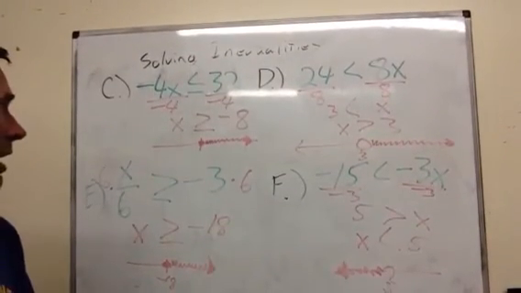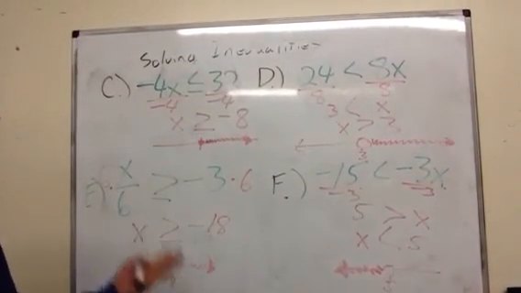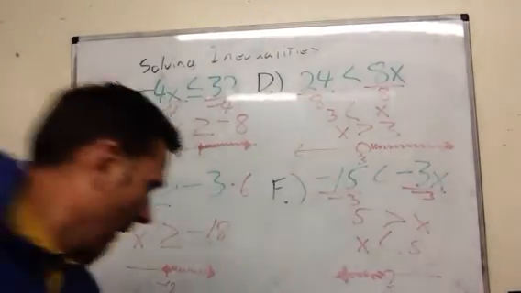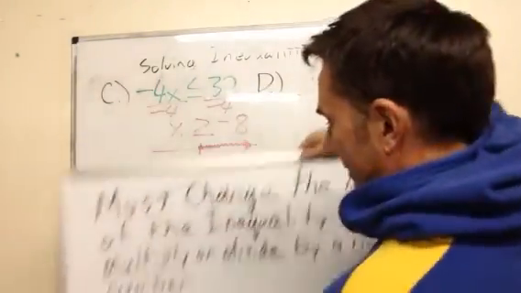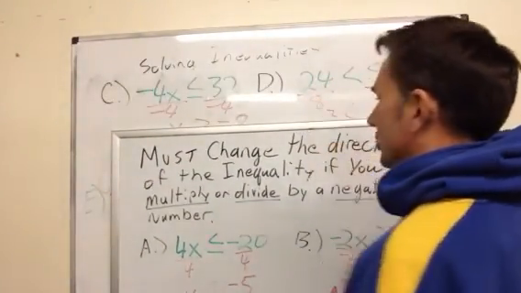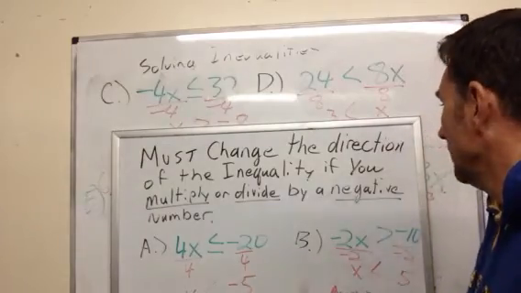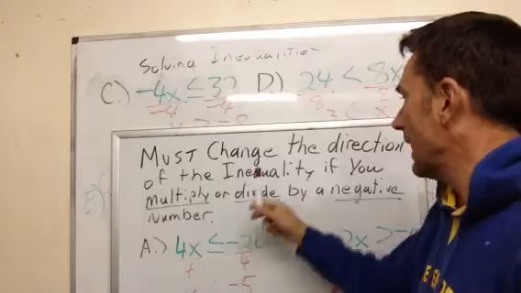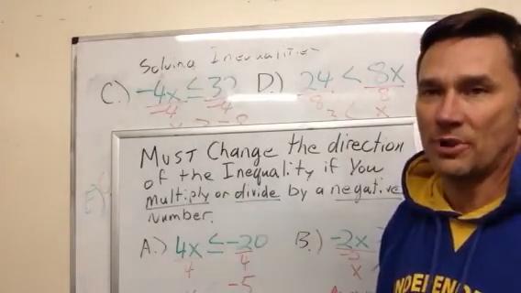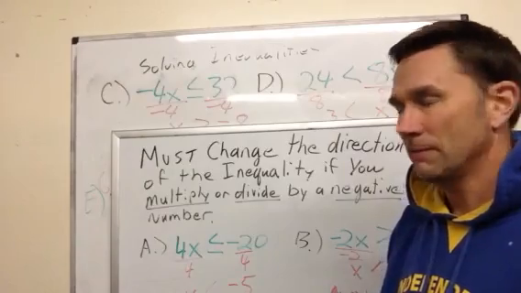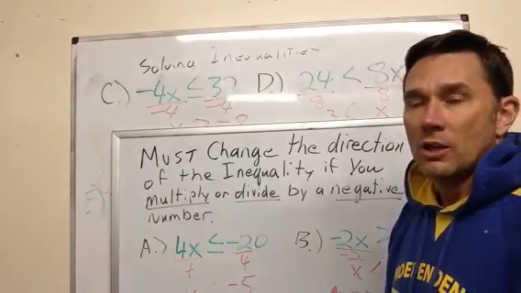Hopefully these 6 problems help you solve the rest of your problems for homework. Again, focus on this. This is the big thing. You must change the direction of the inequality if you multiply or divide by a negative number. Be ready to answer this question in class when it comes up. It should roll off the tip of your tongue. Good luck on your assignment.